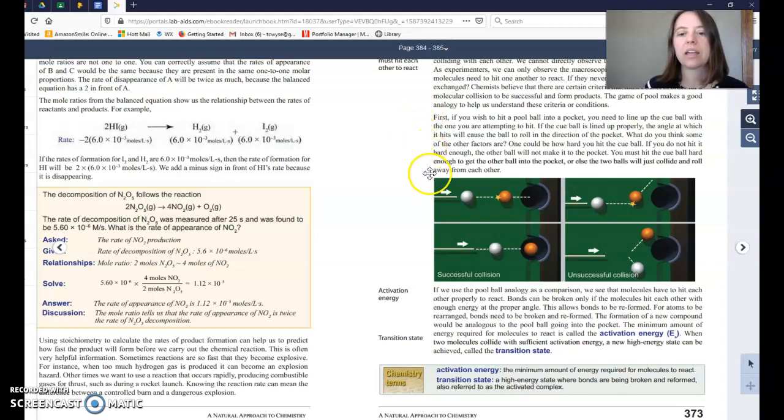That's a lot like playing pool, where if you hit the white ball, let's say you're going after the orange ball, and you hit it straight on with enough energy, it'll go into the pocket. However, if you're a little bit off and you hit it on one side, it's going to go in another direction and you will have an unsuccessful collision. You won't get the pool ball in the pocket, and that's just like molecules. You have to hit them in the right place with the right energy for there to be a chemical reaction.